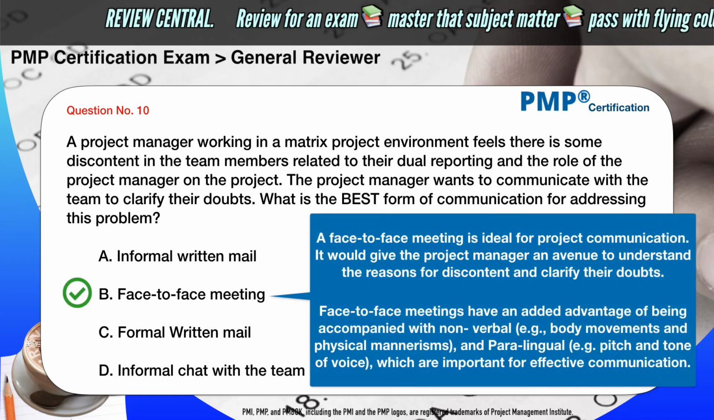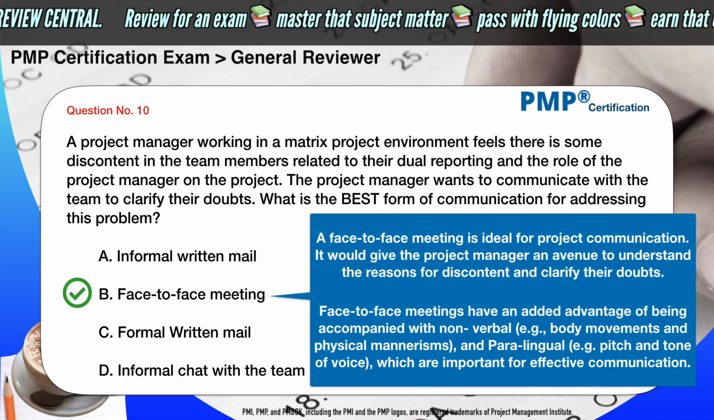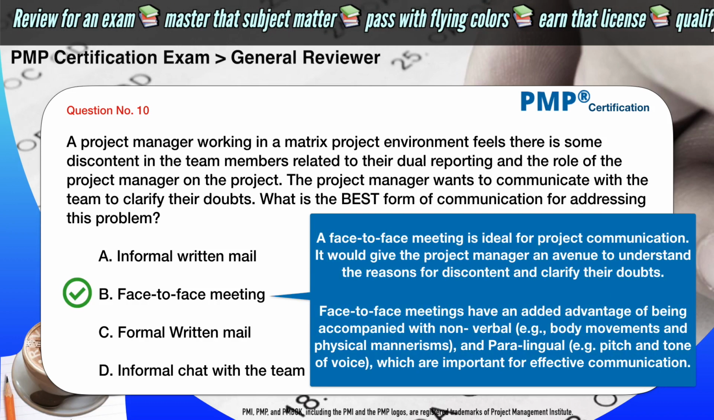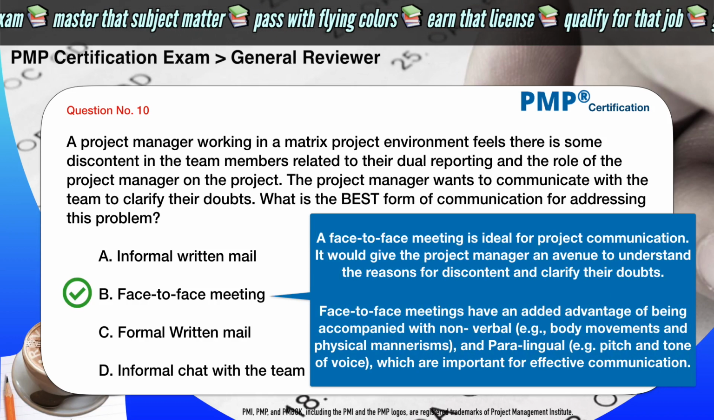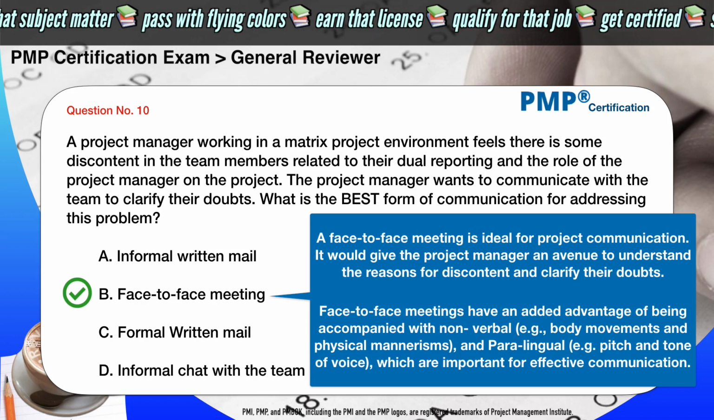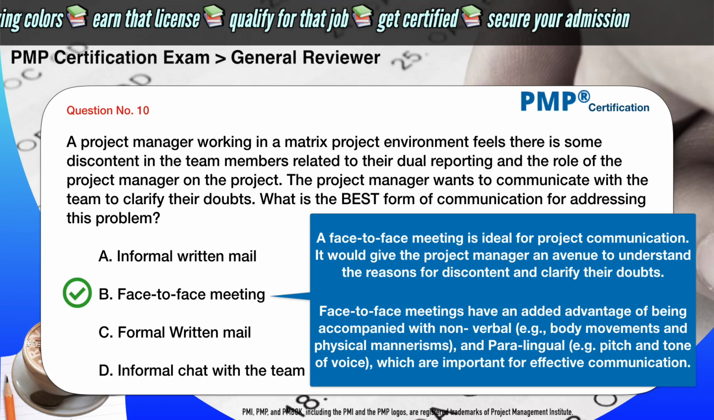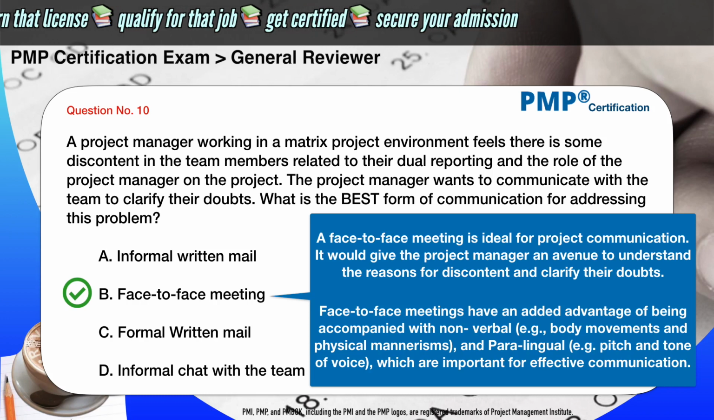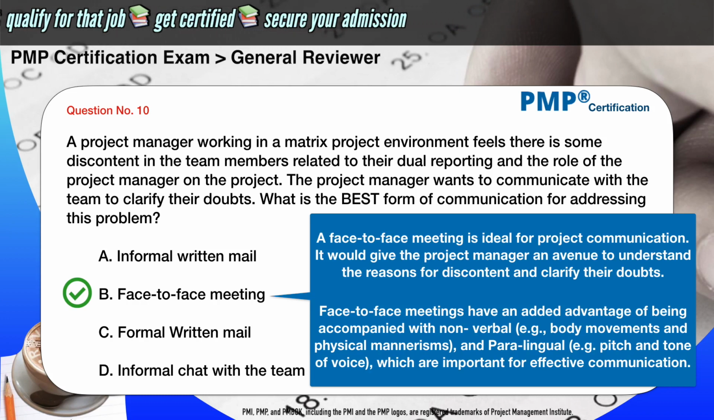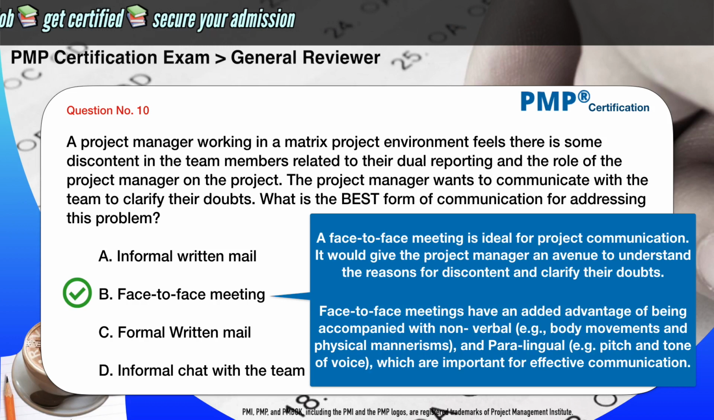The correct answer is B. Face-to-face meeting. A face-to-face meeting is ideal for project communication. It would give the project manager an avenue to understand the reasons for discontent and clarify their doubts. Face-to-face meetings have an added advantage of being accompanied with nonverbal cues, such as body movements and physical mannerisms, and paralingual cues, such as pitch and tone of voice, which are important for effective communication.